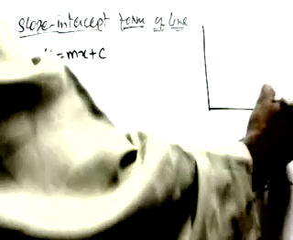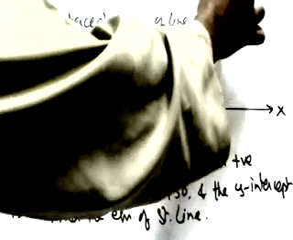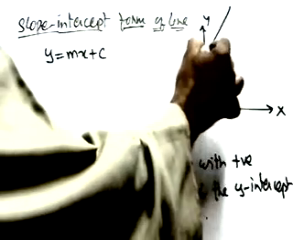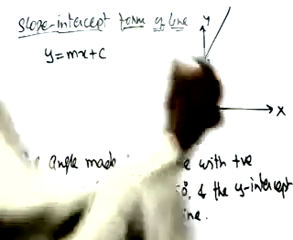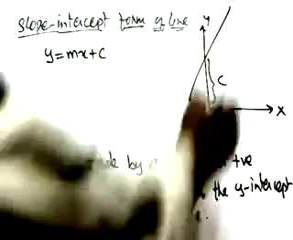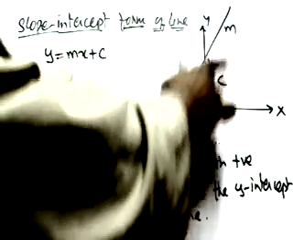Now let me see what is slope intercept form. Suppose we have this x-axis, this is the y-axis, and suppose a line passes like this. From the origin to where the line intersects the y-axis, this is called the y-intercept. We denote this by c, and suppose the slope of the line is m.